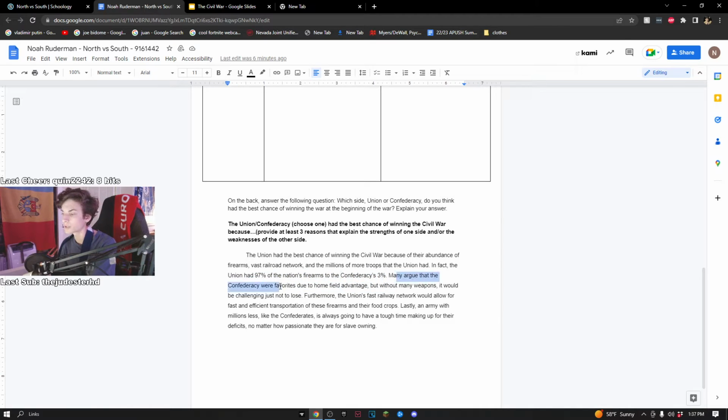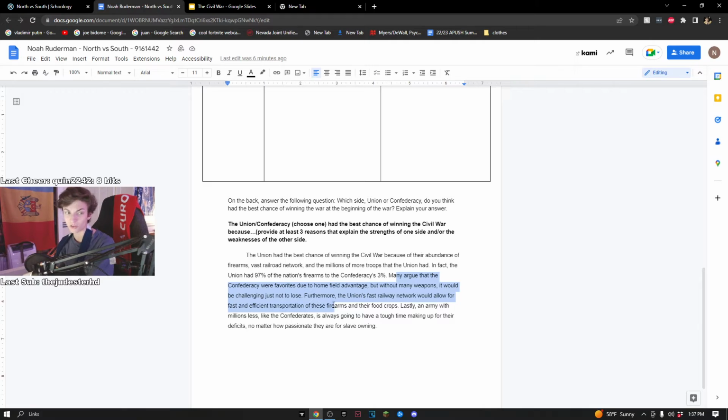However, some would argue that the Confederacy were actually favorites because they had a home field advantage, meaning the North had to come invade the South. That's not really going to do too much good for them, though. If you don't have any weapons, it's going to be pretty hard to even not lose. And furthermore, they don't even have railways. They have railways in the South. They're just not as extensive as in the North.